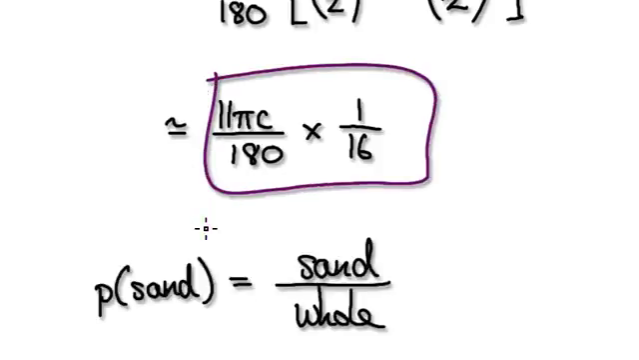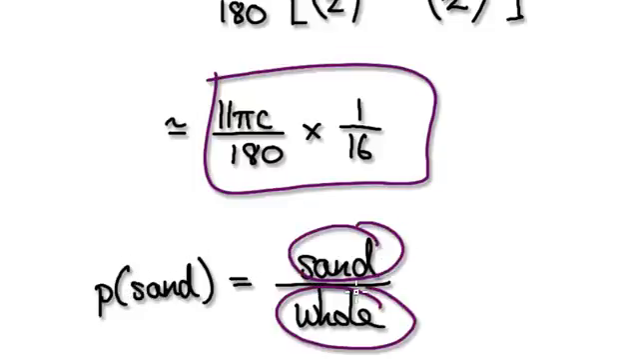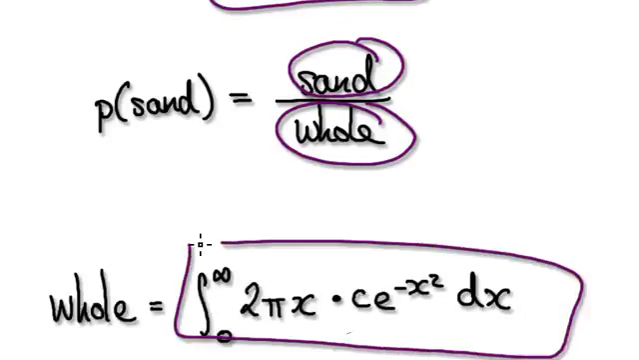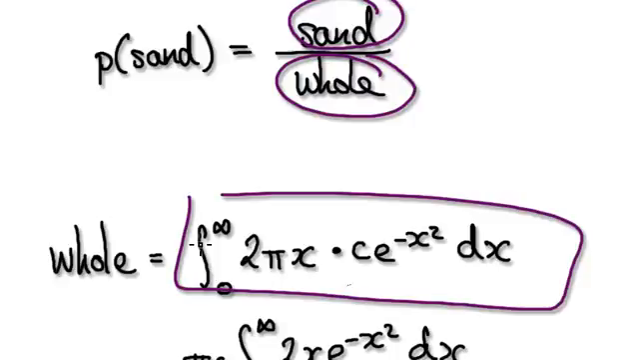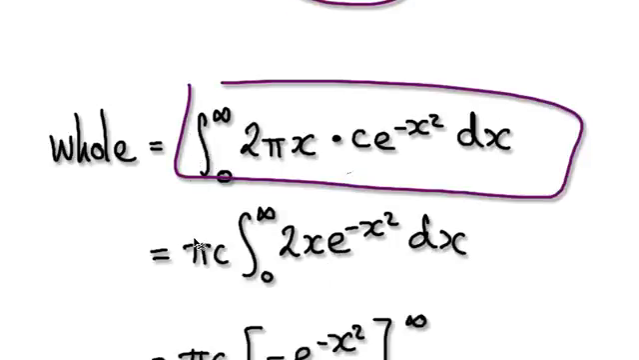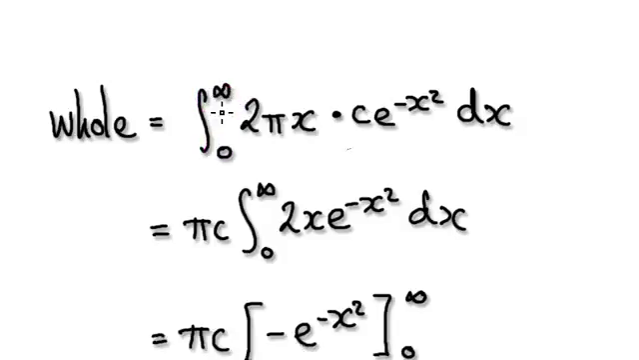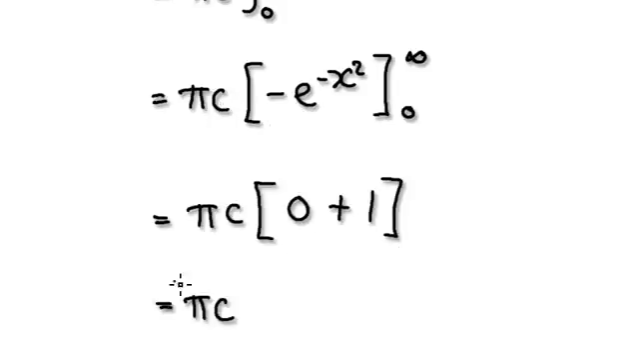Now remember, the probability of us hitting it in the sand is given by the volume of the sand divided by the whole volume. So now we need to work out the whole volume. We've done this several times in some of the earlier videos, where the whole volume is really us integrating from 0 to infinity. So the whole volume is really pi times c.